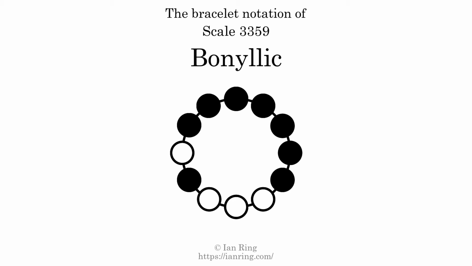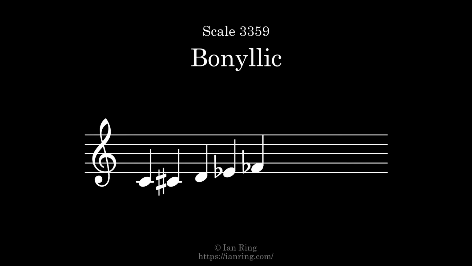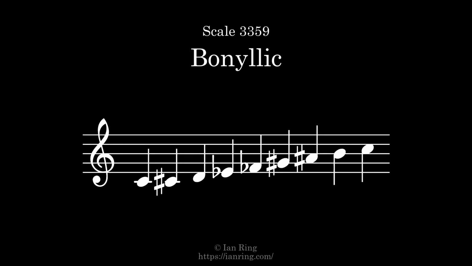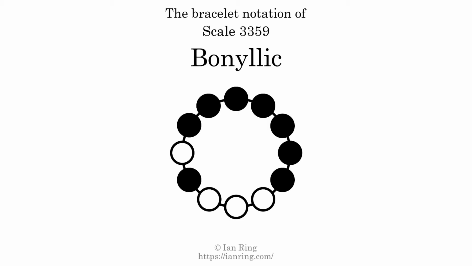3359, Bonyllic, which sounds like this. This scale has 8 tones, which means it is called an octatonic scale. This is a bracelet notation diagram of scale 3359. The shaded circles represent tones that appear in the scale, and they are read clockwise, starting at the top.